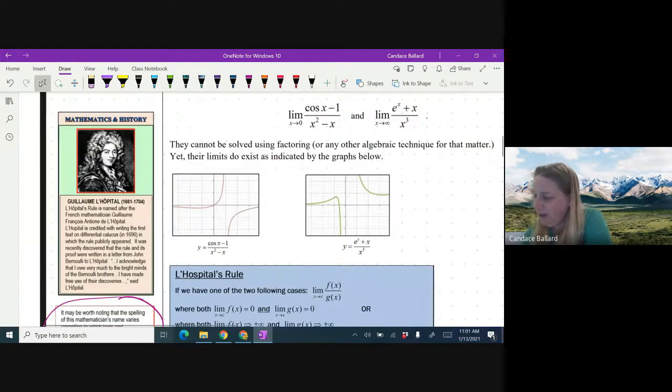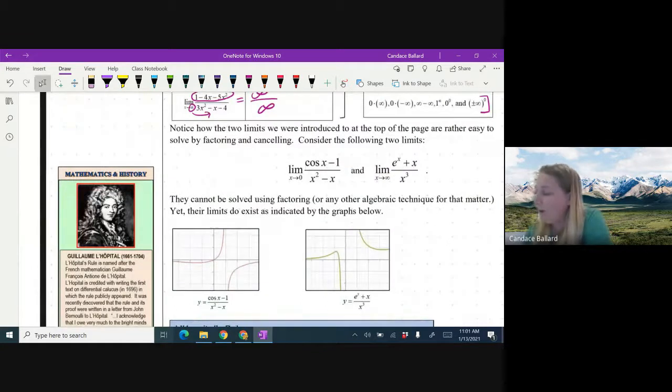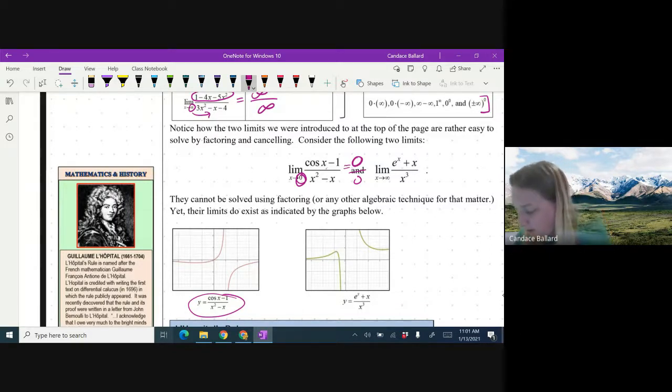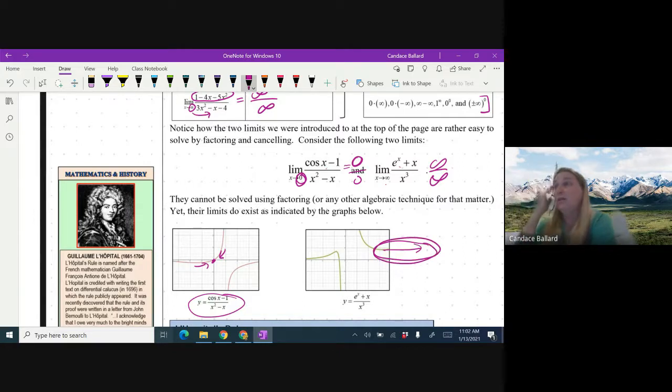So if I'm looking at these functions here, the picture for this one says, hey, we're approaching 0. If I was to put 0 in here, I would get 0 over 0, which we know we really can't do, but look at it, there's definitely a limit there. This one here, I'm putting in infinity, but if I put infinity in there, I get infinity over infinity. And look, as we're going to infinity, it's definitely flattening out. There is a limit there. We have to have a way to get a limit.